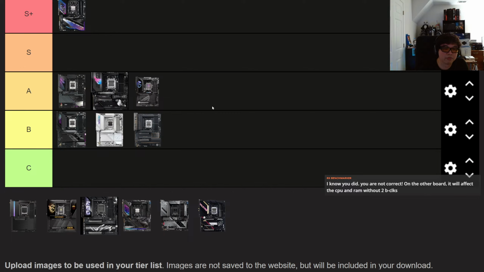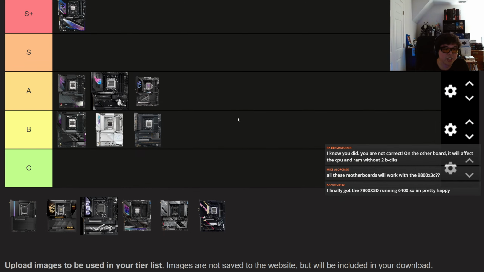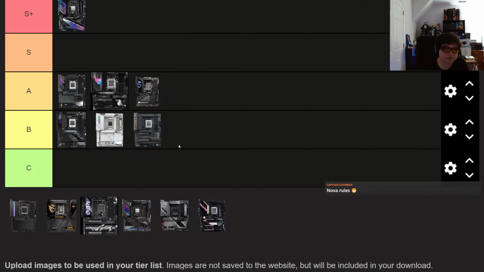On which board? On the Taichi or the Strix? All these motherboards will work with 9800X3D. Yes. You finally got the 7800X3D running 6400. Yeah, Nova's in a class by itself. So I guess there's only 6 left now.